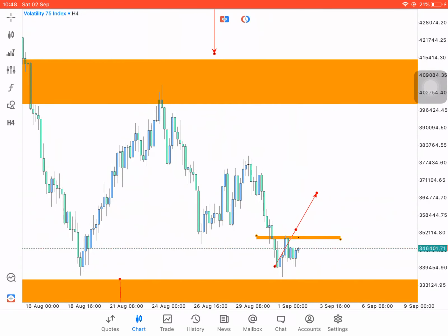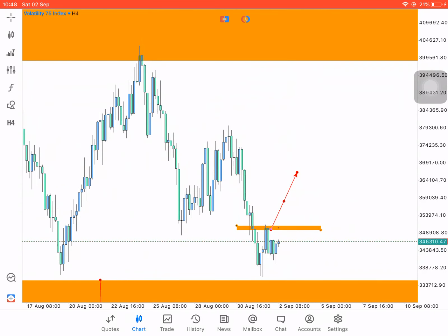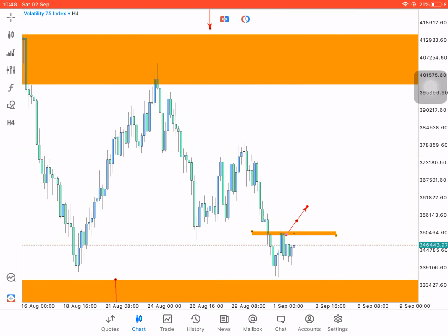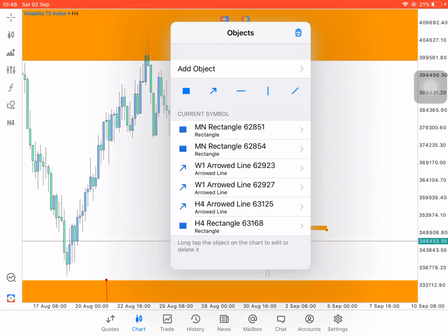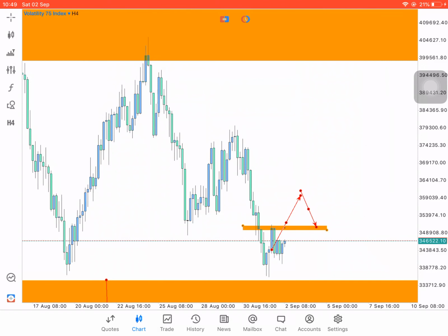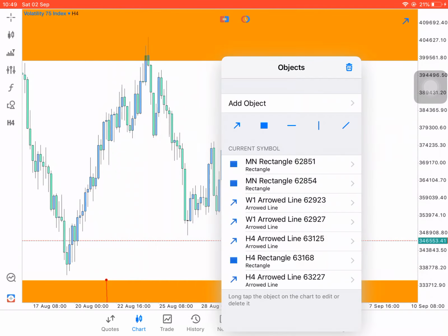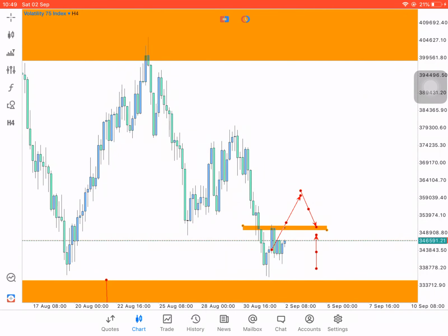Sorry guys, I'm using MT5. The TradingView option doesn't have the higher time frames, so just make sure that you always use MT5 when you're trading these synthetic indices. So here I will just wait for price to break to the upside, come back, retest, and then I will start looking for buys around here.